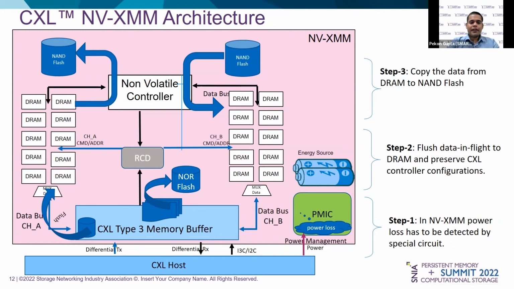Once you have flushed all the data to the DRAM and saved all your configuration to the NOR flash, you follow the standard next step of copying the data from the DRAM to the large pool of NAND flash. This is where your non-volatile controller comes into the picture. It copies the data from the DRAM through its own bus and backs it up in the NAND flash. On the restore cycle, the same steps are repeated in reverse order. I can move to the next slide.